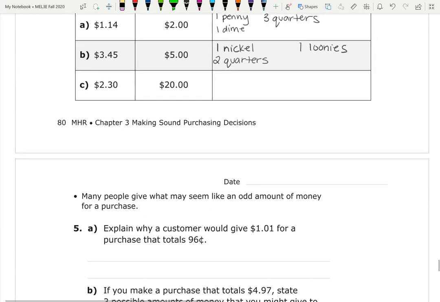Let me try again. So $2.30 to $20. Okay. So $2.30, I'm going to go to $2.50. So I'm going to add 2 dimes. Then from $2.50 to $3, that's 2 quarters. And then from $3 to $5, that's 1 toonie. Okay, and then from $5 to $10, that's one $5 bill. And then from $10 to $20, that's one $10 bill. That's all the change that you return back to the customer.